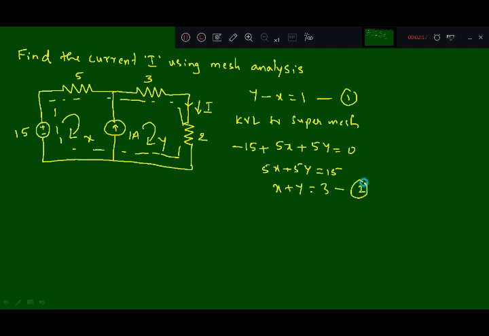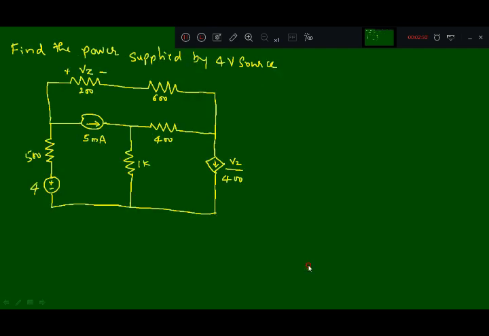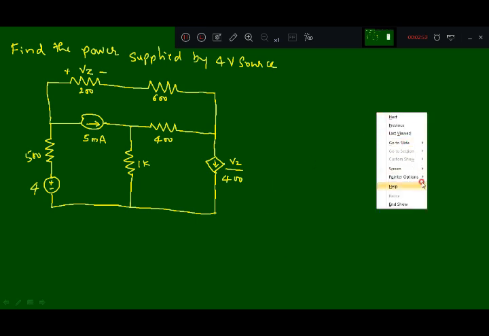So we have two equations and two unknowns. Using a calculator you can solve it and we'll get the answers as y is equal to 2 amperes, x is equal to 1 ampere, and I is nothing but y, so that is equal to 2 amperes. So this is the answer. Okay, so the next problem is find the power supplied by the 4-volt source.